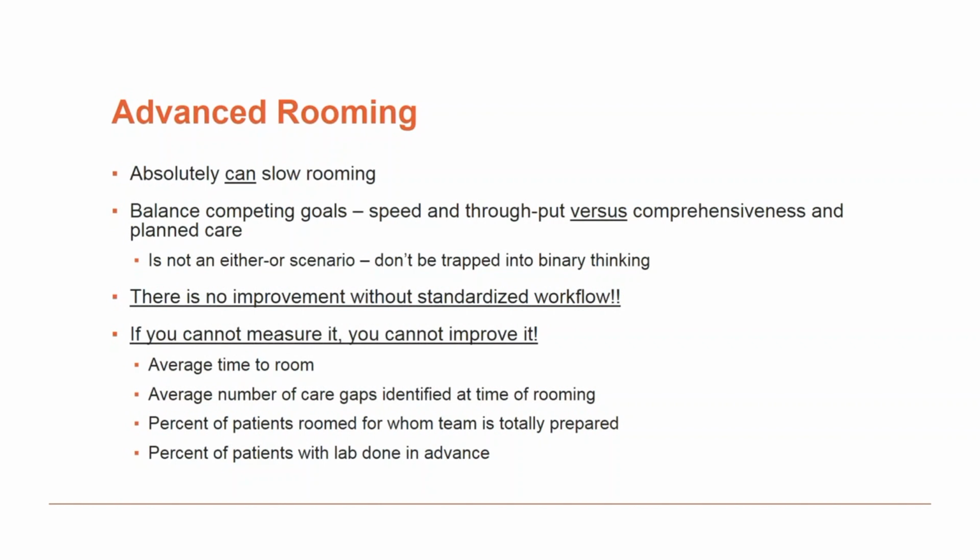So there's many metrics you could use. Average time to room, average number of gaps in care you identify as a room, meaning as you improve this, you'll start seeing average gaps in care at the time the patient shows up declining. You see quality metrics improving. Percent of patients roomed for whom they're ready for the visit and you're prepared to visit. One we tracked was chronic disease patients of whatever the named problems you want to focus on are, percent of patients who have their lab done in advance. And that's an incredibly single powerful tool.